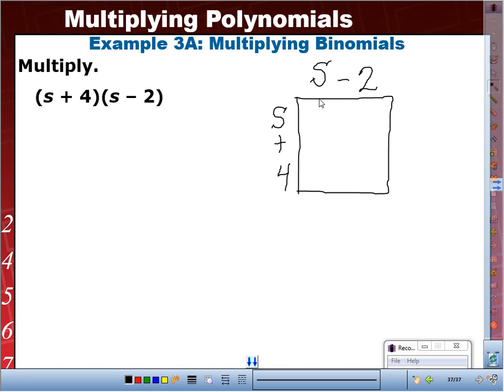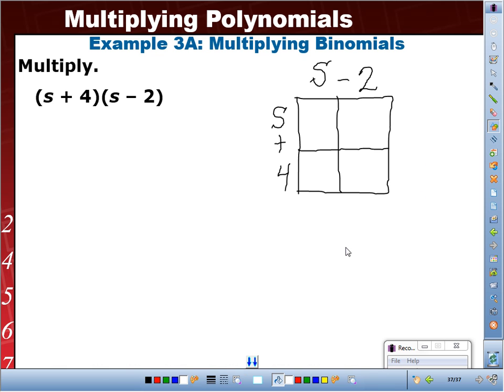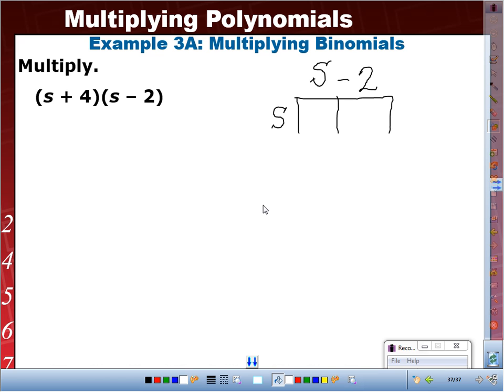Now check this out. After the first term, I draw a line down. But this one has 2 terms, so after the first term, I'm going to draw a line across. So now check this out. Look up to the screen, please. So why do we break it up into areas? Because if I was to cover this term, what do you see? Something that we've been doing already, right? S times s and s times negative 2.